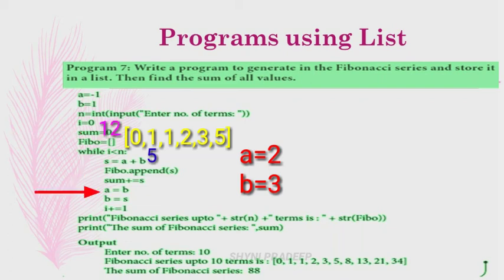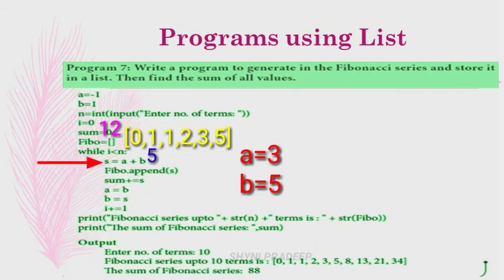Next, a is equal to b. Assign the b value to a and assign the s value to b. What is the b value? 3. So a is equal to 3. What is the s value? 5. So b is equal to 5. And again update the I value. So this I becomes 6. Check the condition. 6 is less than 10. This condition is true.